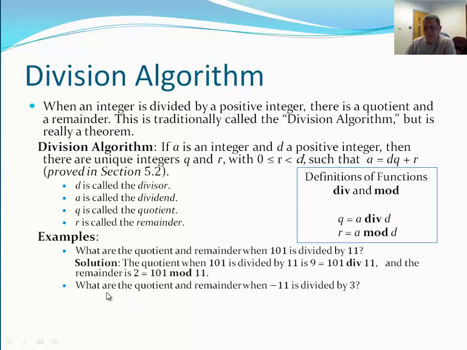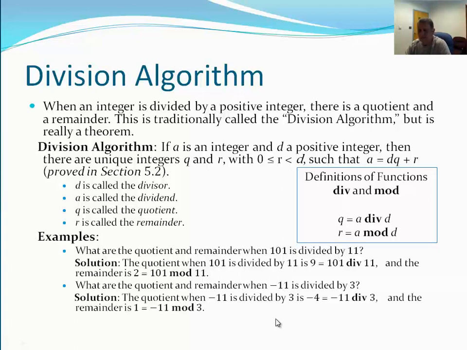Here's one tricky one. What are the quotient and remainder when minus 11 is divided by 3? Keep in mind that it says when an integer is divided by a positive integer. We didn't say the dividend had to be a positive integer. So the dividend could be a negative number. Minus 11 is divided by 3. What would that be? Well, here's the solution.